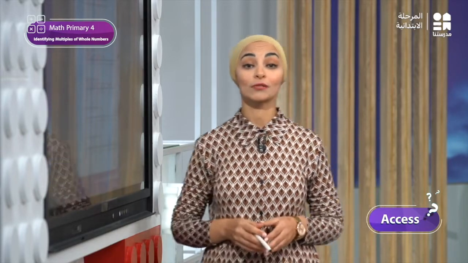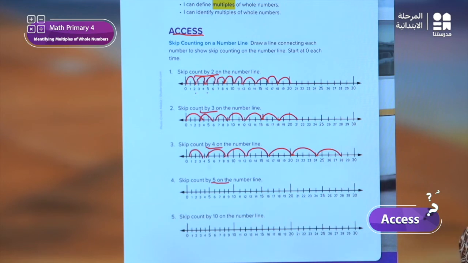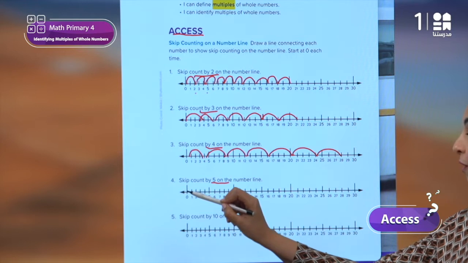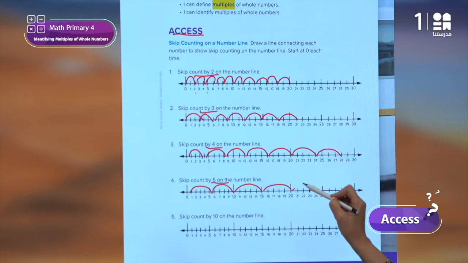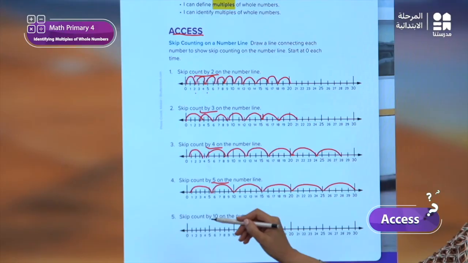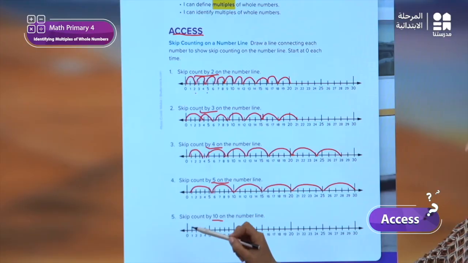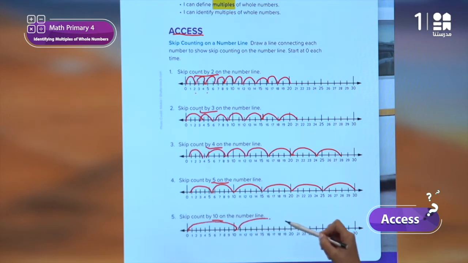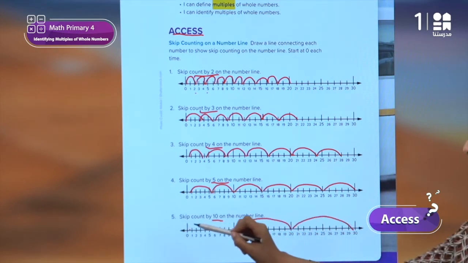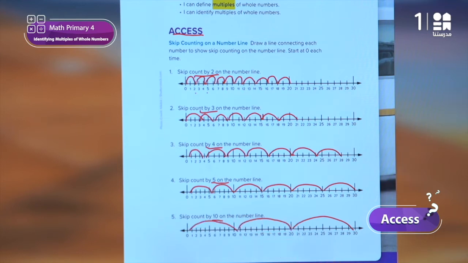Now we will skip count by 5. Number 4, you want me to skip count by 5. The same way, I will start with 0, 5, 10, 15, 20, 25, and 30. In the last number line, we will skip count by 10. I always start at 0. So from 0, I will move till I reach 10, 20, and 30. This is skip counting by 10.